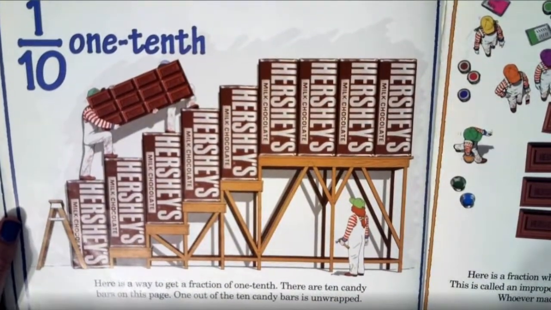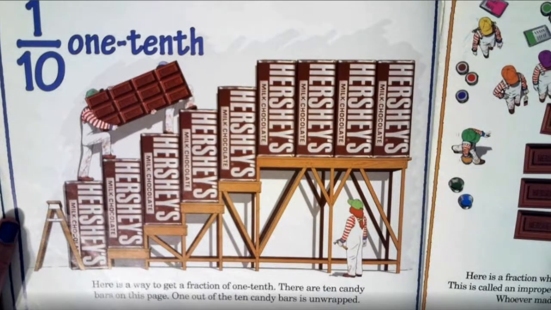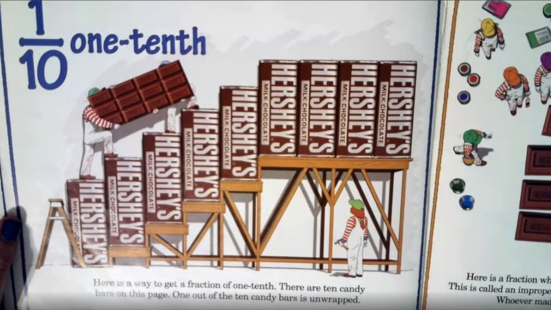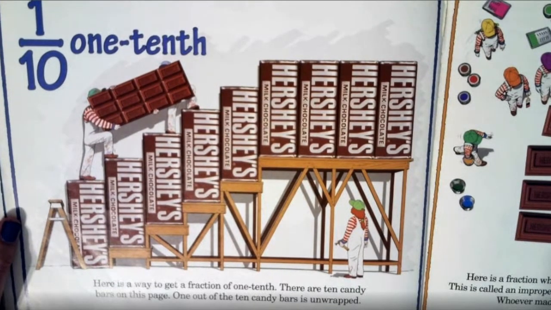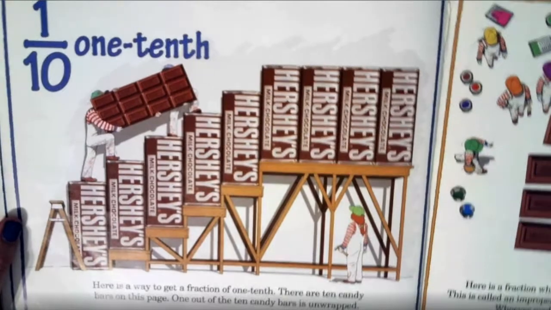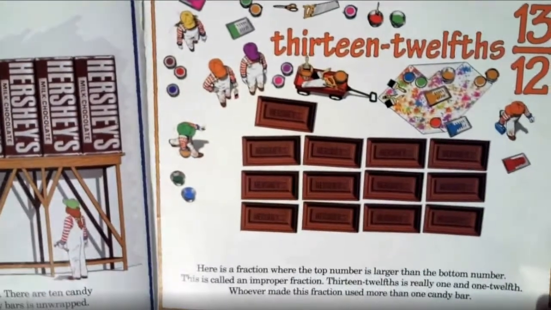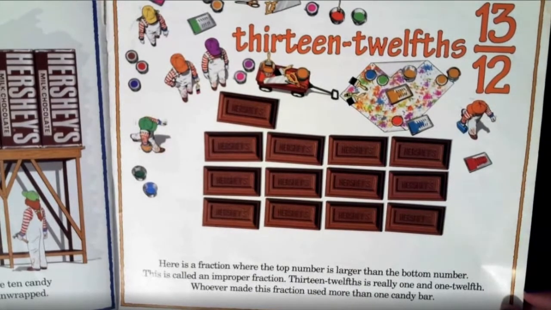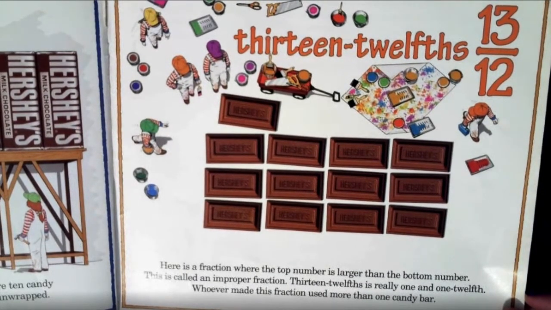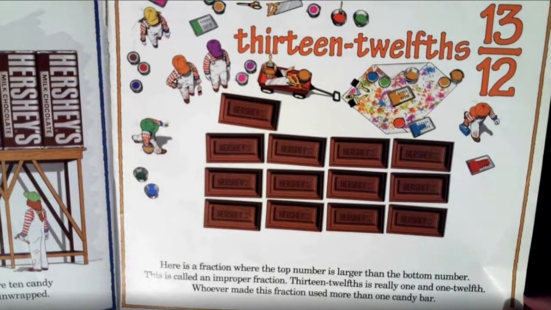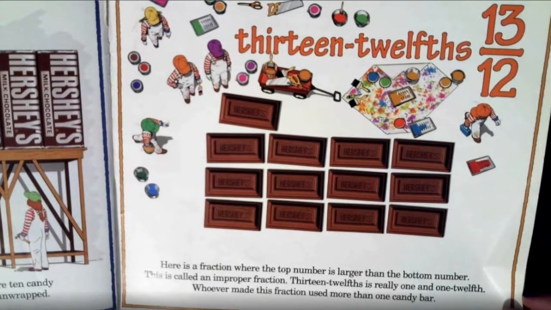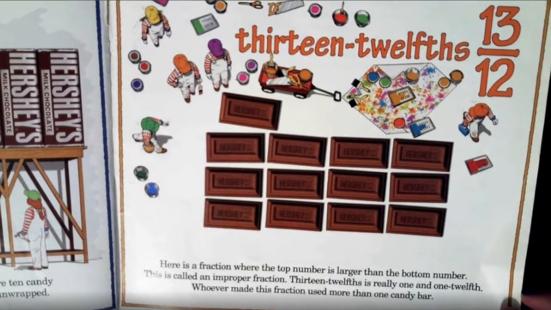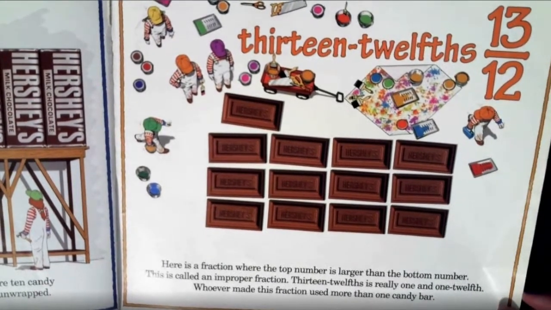1/10. Here is a way to get a fraction of 1/10. There are 10 candy bars on this page. 1 out of the 10 candy bars is unwrapped. 13/12. Here's a fraction where the top number is larger than the bottom number. This is called an improper fraction. 13/12 is really 1 and 1/12. Whoever made this fraction used more than 1 candy bar.